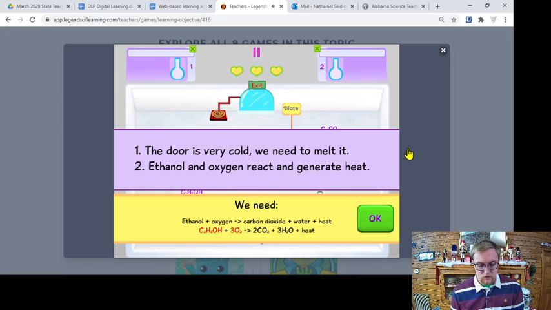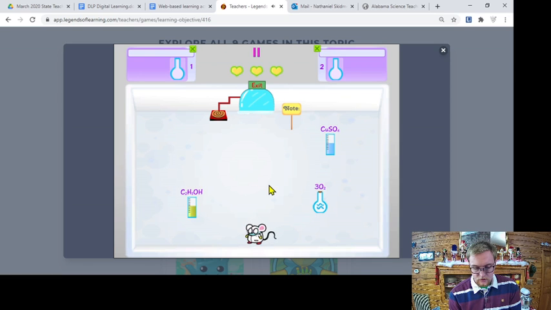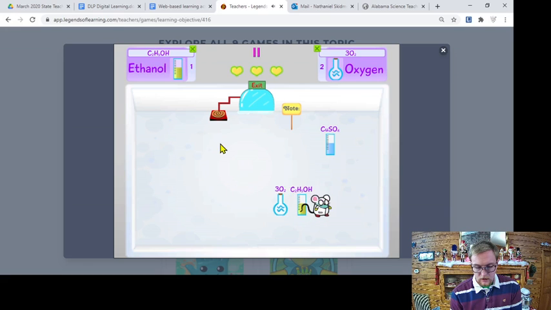Ethanol and oxygen react to generate heat. So things that we need, ethanol and oxygen. And those are going to react to yield carbon dioxide, water, and heat. So what we're looking for is our reactants. We need C2H5OH and 3 moles of O2. And in our products, those are going to yield heat. Heat is our main thing because we need to melt this ice door.